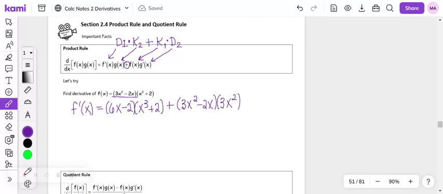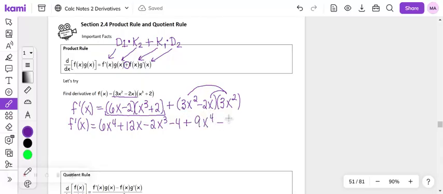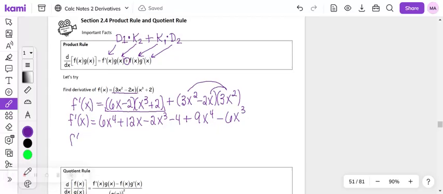But we're going to go ahead and simplify this just to make sure you know how. So hopefully you see that we're going to FOIL these two binomials. So we'll get 6x to the fourth plus 12x minus 2x cubed minus 4. And then we will add this once we distribute 3x squared in here. So we get 9x to the fourth minus 6x cubed. And you know the routine. We have to combine like terms, okay, and put them in decreasing order.